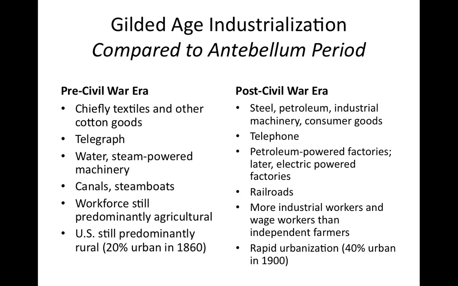Before the Civil War, the workforce was still mostly agricultural. More and more people were working in factories, but still it was something like 20% of people by the Civil War who were employed in non-agricultural pursuits. By the end of the 1800s, by 1900, as a result of the Second Industrial Revolution, there are more industrial workers now than there are independent farmers. America has become more industrialized than agrarian by this point. That's a major transition in American history.